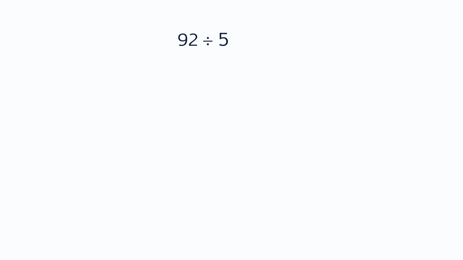92 divided by 5 is an example of a long division problem with a remainder. Let's see how you solve this. Start by dividing 5 into 9. 5 goes into 9 one time. Place the 1 above the horizontal line like this. Then multiply 1 by 5 and place the answer, 5, here, below the 9. Now subtract 5 from 9 and write 4 here.